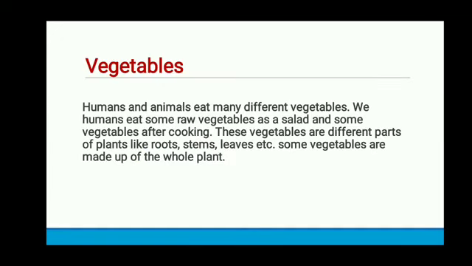Class, as we know that vegetables come from different parts of a plant. Humans and animals eat many different vegetables. We humans eat some raw vegetables as a salad and some vegetables after cooking. These vegetables are different parts of a plant like root, stems, leaves, etc. Some vegetables are made up of the whole plant. Now we will discuss them one by one.